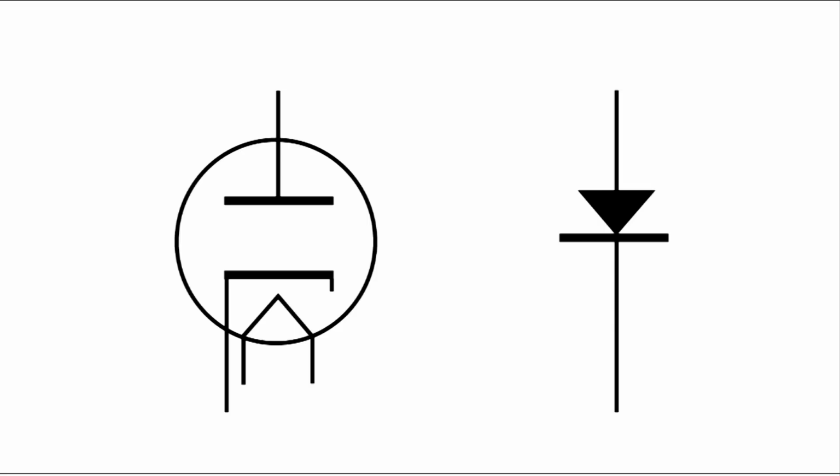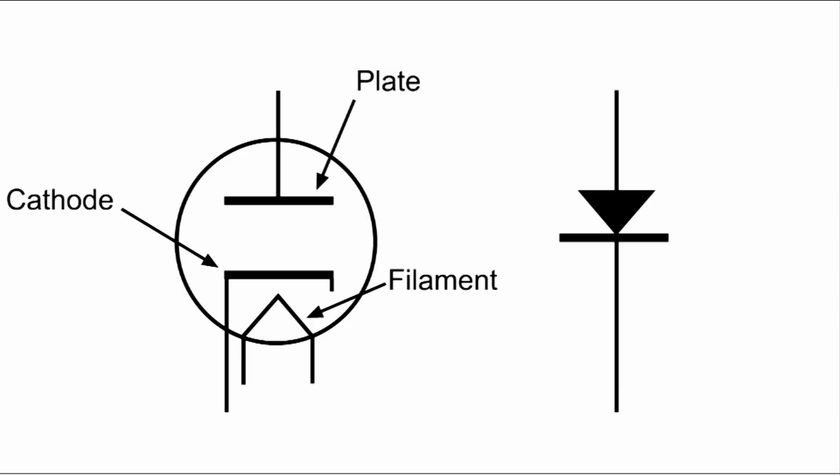The parts of the vacuum tube diode on the left are the filament, and remember sometimes that's all we have, but we can also have a cathode, and we have a plate. Now the solid state one on the right, we have a cathode, and yes, they use K for cathode, and we have an anode.